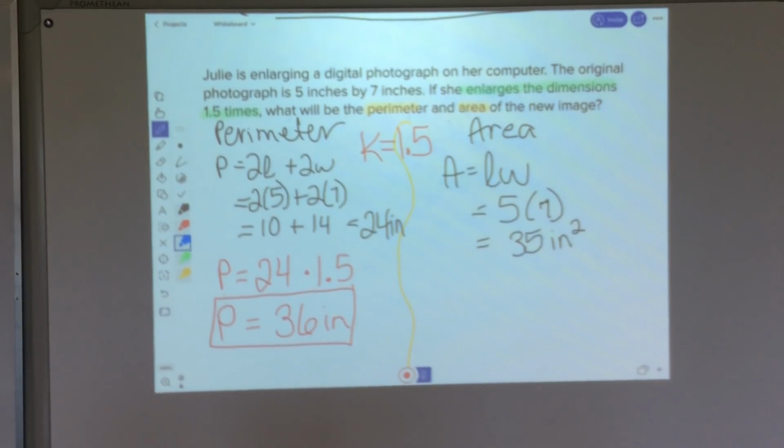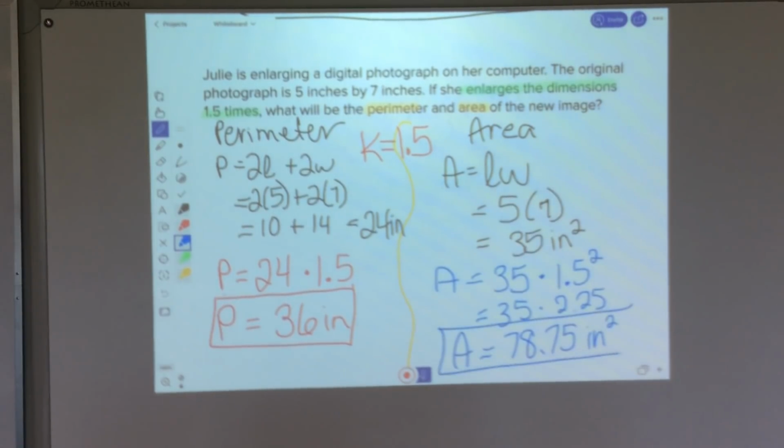So to find my new area, okay, of that enlarged figure, we take that original area, 35, times our scale factor squared. Remember, that's the difference between your perimeter relationship and your area relationship. So what we really have is 35 times 2.25, which gives me a final area of 78.75 inches squared. Okay. So your formula for today's lesson is area of the original times your scale factor squared.